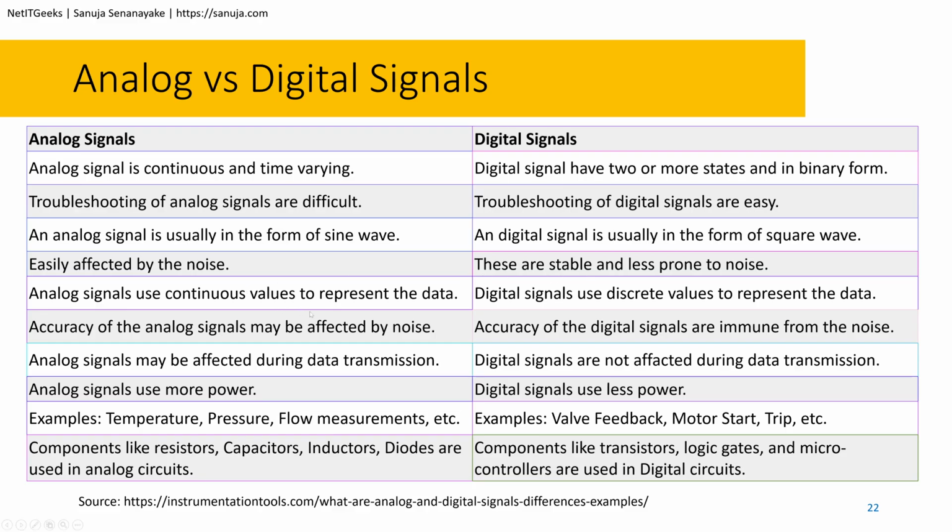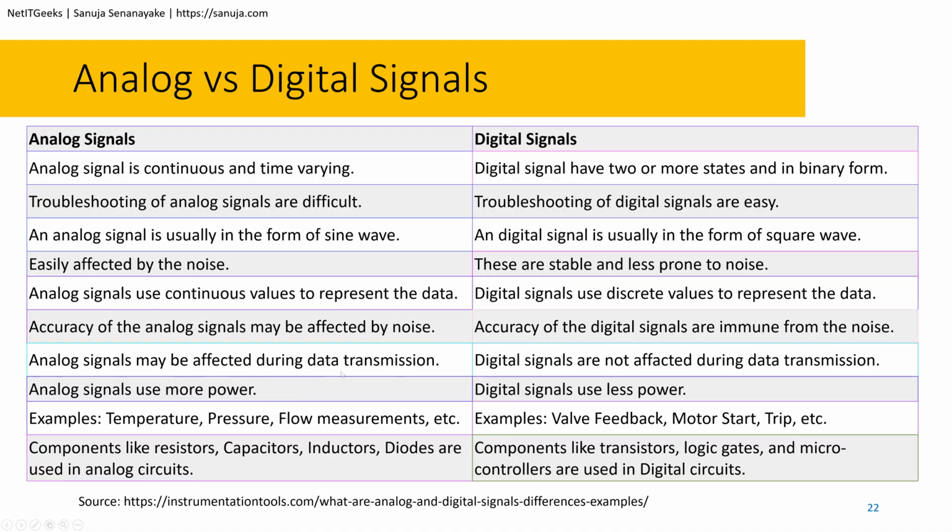Analog signals use continuous values to represent data. So there's always some kind of value representing data with an analog signal, while digital signals use discrete values to represent data, which are zeros and ones. The accuracy of analog signals may be affected by noise. However, the accuracy of digital signals is typically immune to noise, but sometimes it can have an impact as well. Again, digital is way more immune to noise compared to analog signals. However, it still can be affected a little bit.